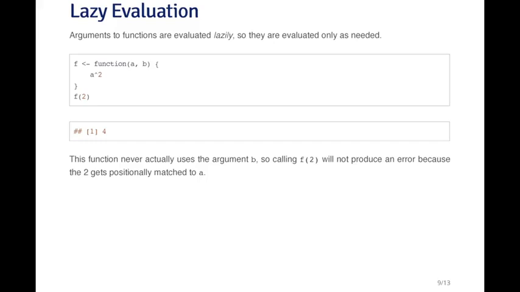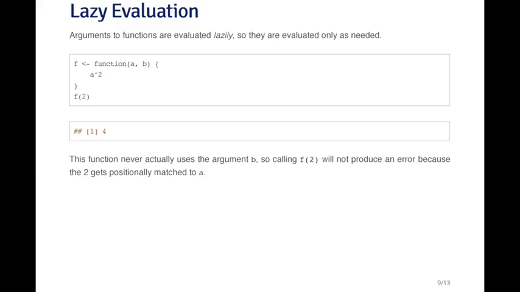Now recall that in a function, the return value is whatever the last expression is that's evaluated. There's only one expression in this function, so that's the last expression, and so it's the return value. So if I say f(2), what happens? Well, in R, you get 4 because 2 squared is 4.